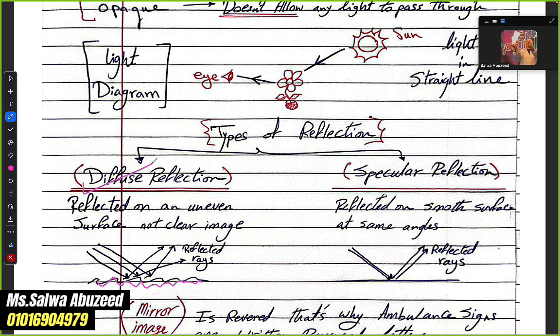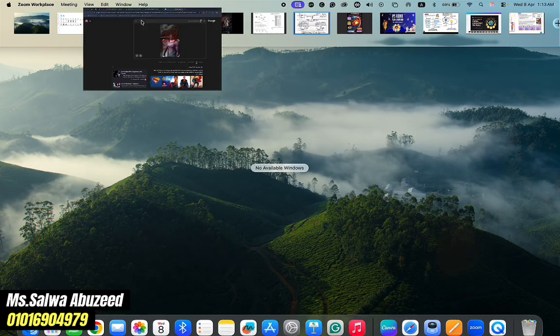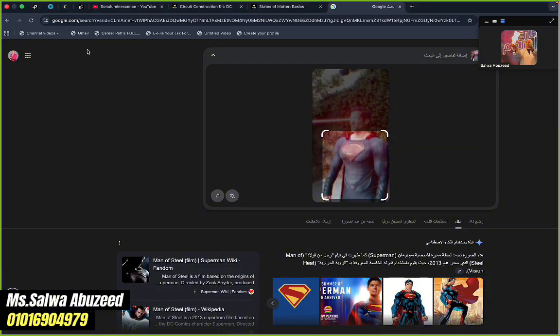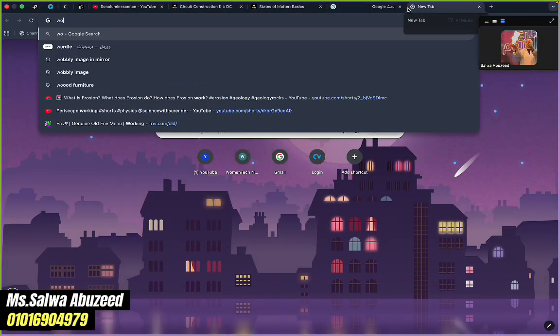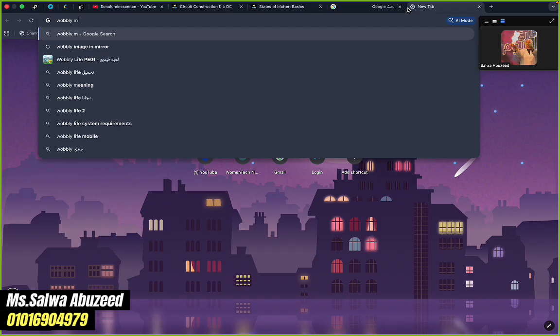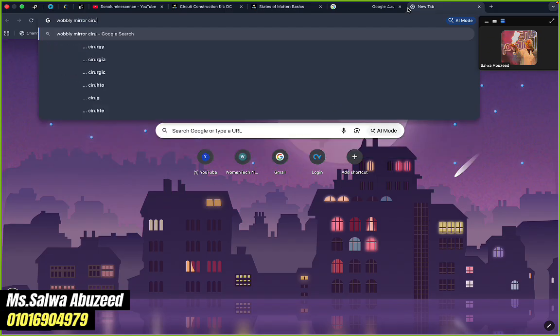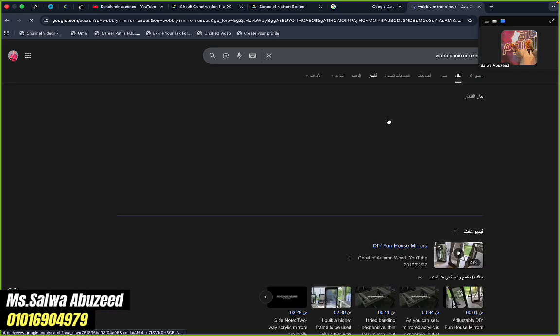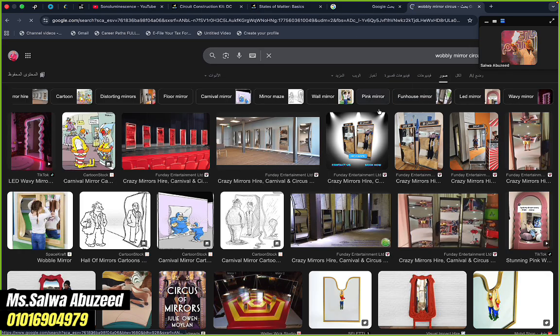What's the meaning of diffuse reflection? It's like when you are in the circus, you're looking at the mirror and you see yourself looking huge, having huge arms or something like that. Let's see what I mean. You imagine what I'm saying. Let's search for a wobbly mirror circus. I wrote it wrong, it doesn't matter. I hope they just get it.